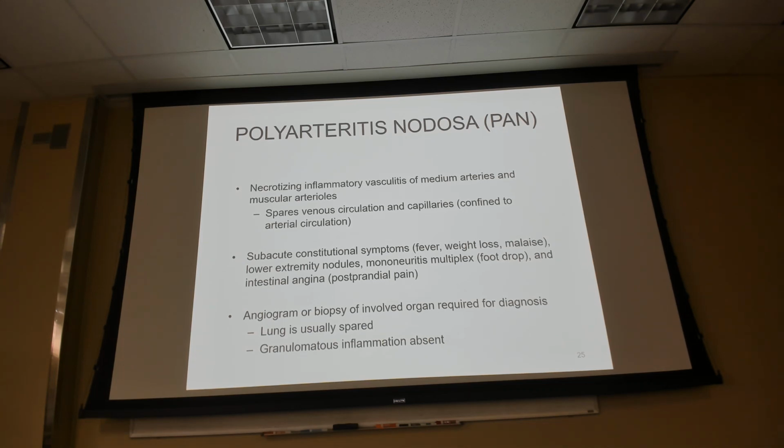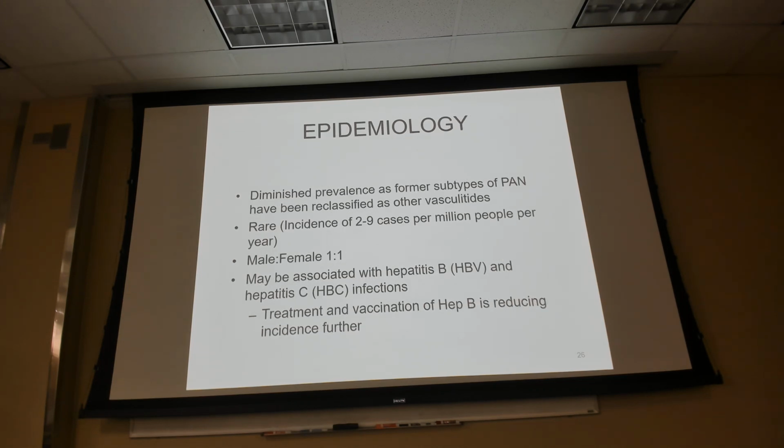But what can we do? We can do an angiogram or biopsy. We can look around for what could be some of the systemic things that are causing this. How does it start? What is the epidemiology?